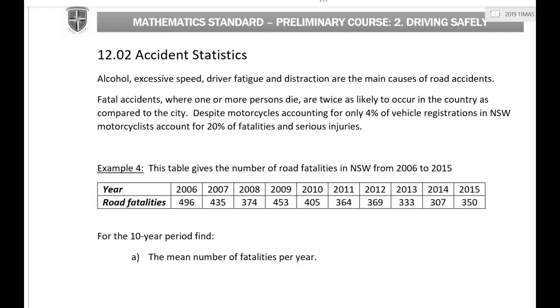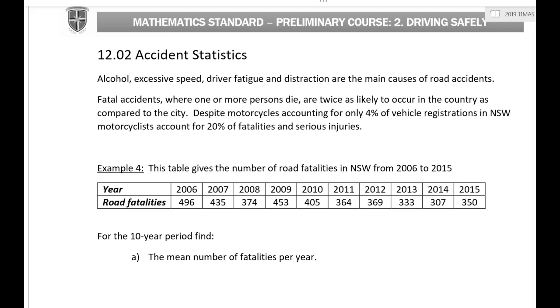Hello Year 11 and welcome to what will be the fourth and final video here for our second unit, Driving Safely. We're looking at accident statistics in exercise 1202 here. Yes, we've changed the order around, but really it doesn't matter too much. We're looking at accident statistics, particularly fatal accidents, that is where one or more persons die.